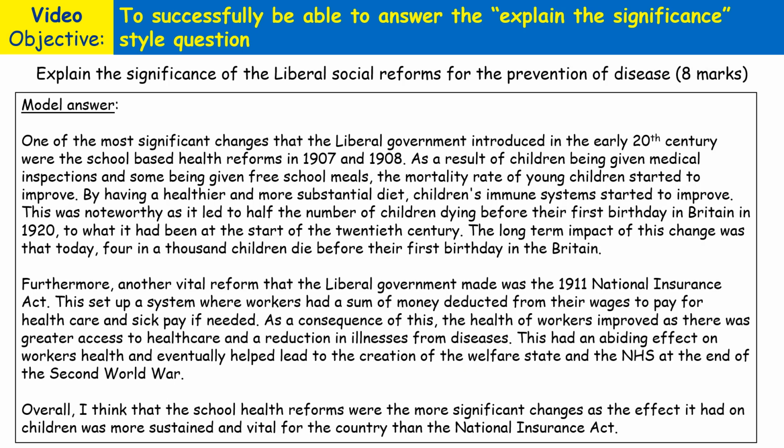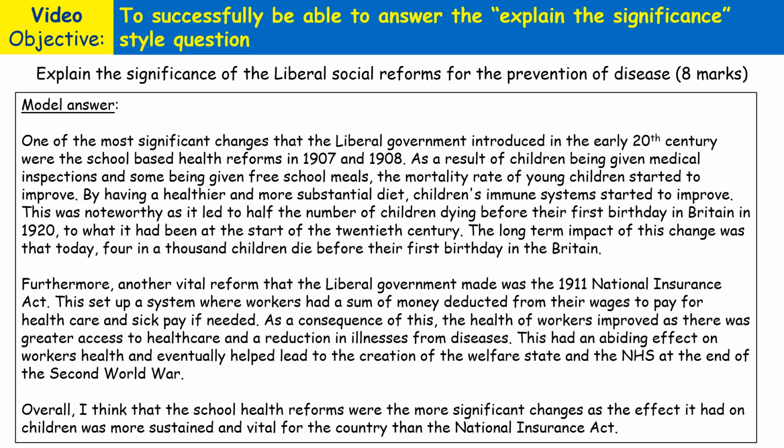Okay, so here we have a typical Explain the Significance question, and the question is: explain the significance of the liberal social reforms for the prevention of disease. Now, there was a liberal government running Britain at the start of the 20th century, and they undertook certain actions and put in place certain policies to try and improve the health of different sections of society in Britain at the start of the 20th century. So that's what we really need to focus on to answer this type of question. Don't forget, we've got that keyword here, significance.